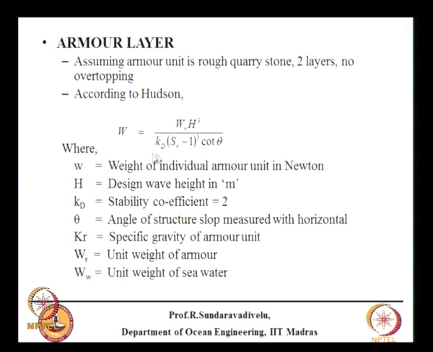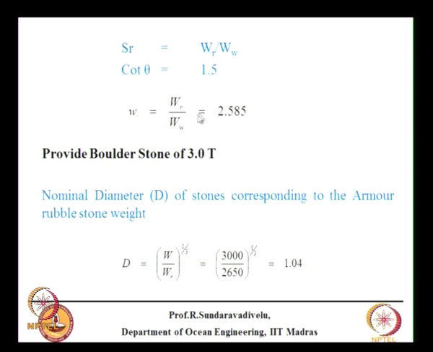This is the formula which is being used. This is the weight of the individual armour unit, based on the density of the individual armour unit, and the wave height, this is the significant wave height. Kd is the stability coefficient, depends on the type of armour units. Sr is the ratio between the unit weight of armour to unit weight of sea water. Cot theta is the slope, and we have to use 2 layers. So we have substituted and we have got 2.585 tons, but we are providing about 3 tons.